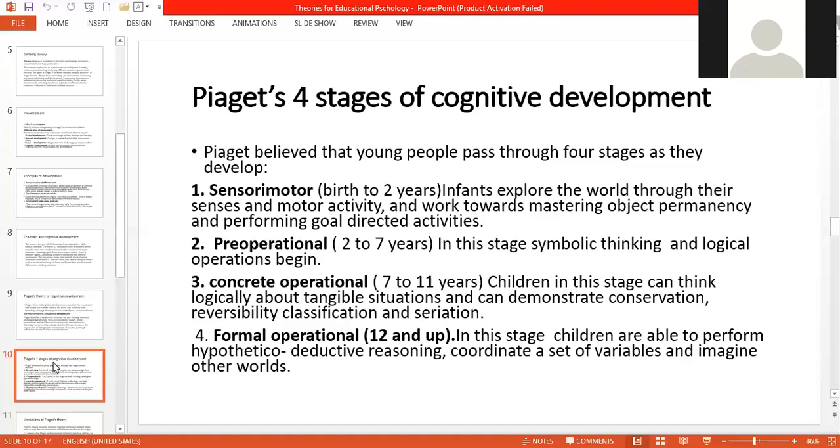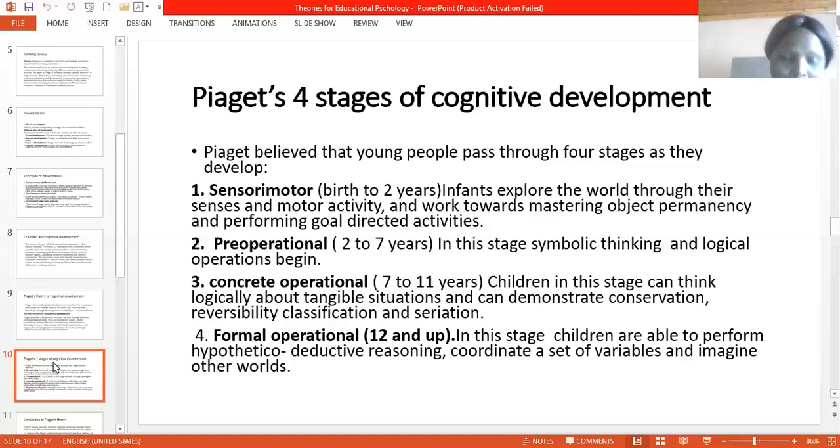Pre-operational stage. This is a stage between 2 to 7 years. In this stage, symbolic thinking and logical operations begin. Here again, I will ask you to do the characteristics of children in this age. How do they socialize? How do they do things? Those are the characteristics. So you will find out the characteristics of pre-operational stage children.